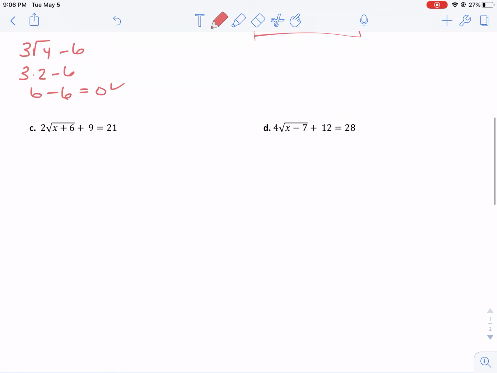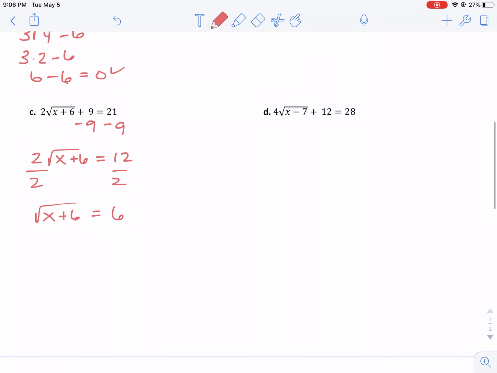All right, in C and D, we have a little bit more under the square root. So again, we want to isolate the square root. So in C, we're going to be isolating root x plus 6. So we're going to start by subtracting 9 from both sides. So we would have 2 root x plus 6 equals 12. Divide both sides by 2. We have root x plus 6 equals 6.